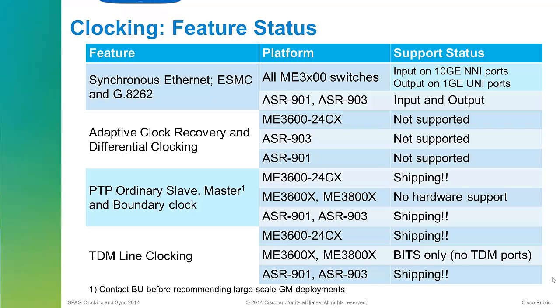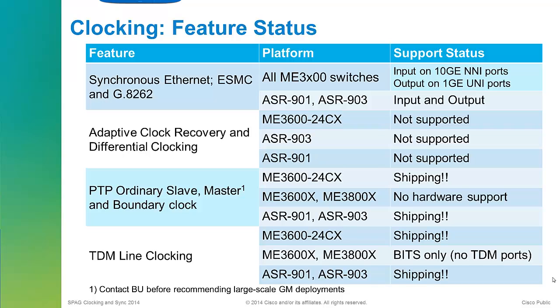The new version of the ME36, the 24CX, the one we're talking about, that's not true. So this is only for the classic non-TDM 3600s and 3800. The 901, 903, no problem on the 24CX as well.